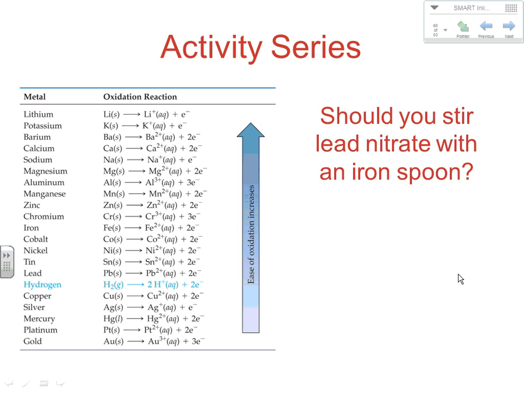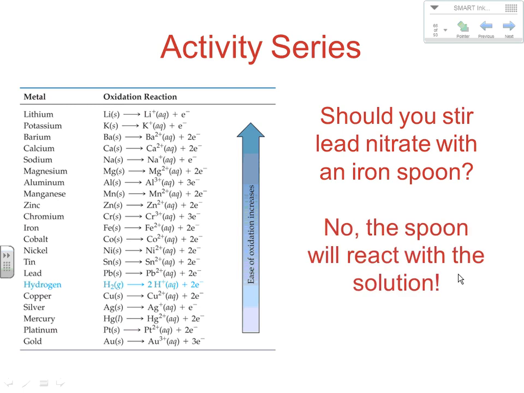Well, take a look at where they're at on the activity series. Just take a second to find where your iron is and find where your lead is. Remember, if the metal is above the ion, the reaction will occur. In this particular case, probably not a good idea to stir that solution because the iron spoon is going to react with the lead. Here is iron, and where's lead? Lead's down here. So iron is reactive enough to replace lead ions in solution. So that's exactly what's going to happen.